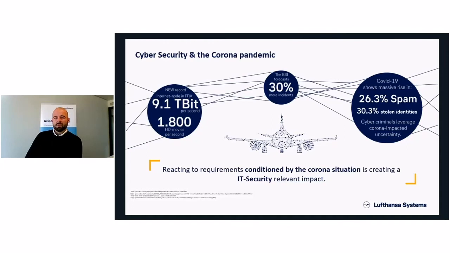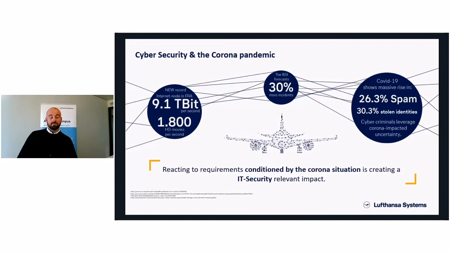Doing so from one day to another, we have been seeing a massive amount of data going via the internet, the bottleneck of these developments. In Frankfurt, one of the biggest internet nodes within Europe is located. They mentioned a new record amount of data going through the network, which has been 9.1 terabytes per second, which is the amount of 1,800 HD movies being downloaded per second. So we see that there's a massive pressure on the IT.